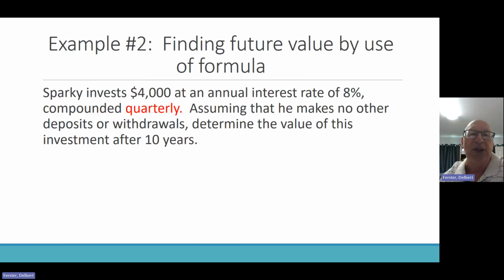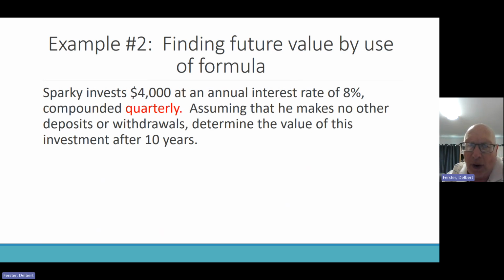All right, so here's your first example. Sparky's going to throw $4,000 in at 8%, compounded quarterly. He's going to let that money ride for 10 years. So he won't add anything to it, nor will he take anything away from it. Later on in this course, we'll look at what happens with a staggered series of investments. But for our purposes in Unit 7, it's a one-shot deal.